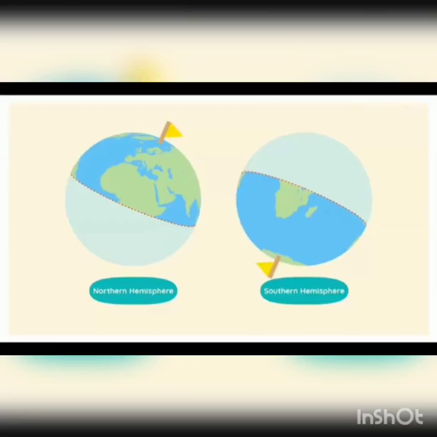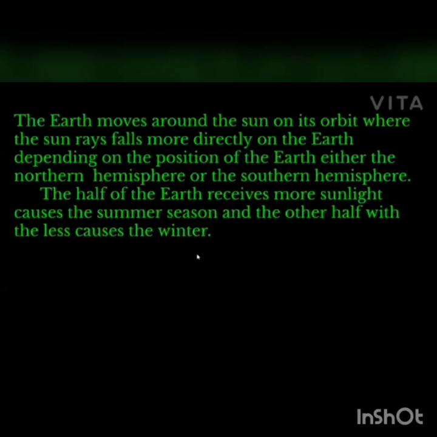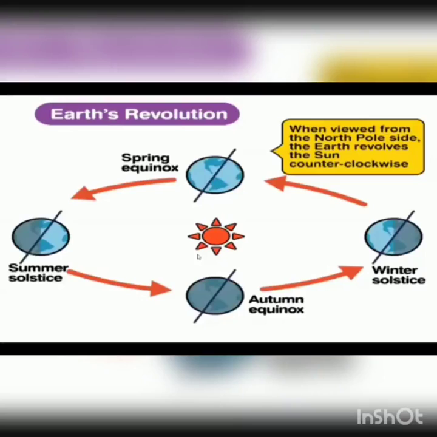The upper part of the equator is called the northern hemisphere and the lower part of the equator is called the southern hemisphere. The Earth moves around the Sun in its orbit, where the Sun's rays fall more directly on either the northern hemisphere or the southern hemisphere, depending on the position of the Earth. The half of the Earth that receives more sunlight has the summer season, and the other half with less has winter. This is the picture of the Earth's revolution.